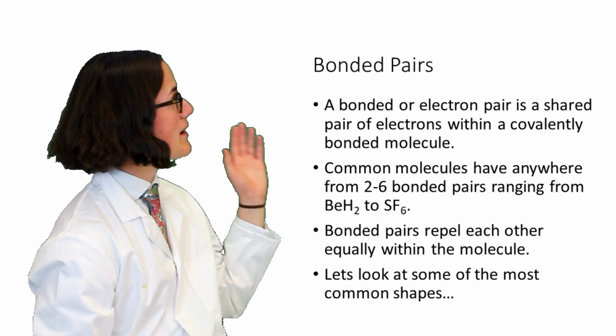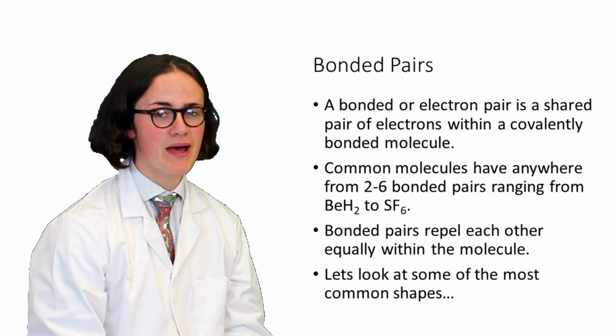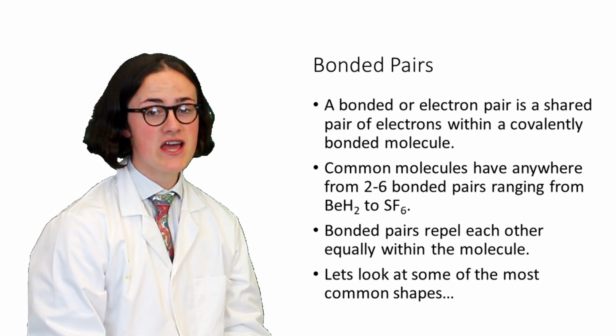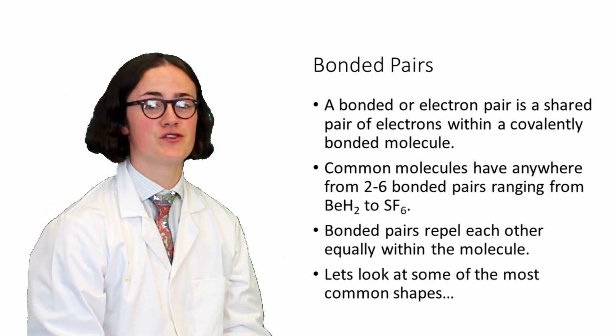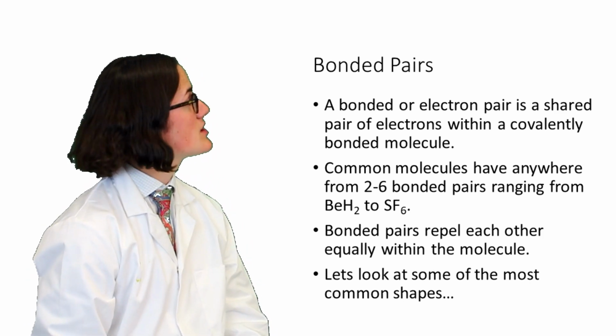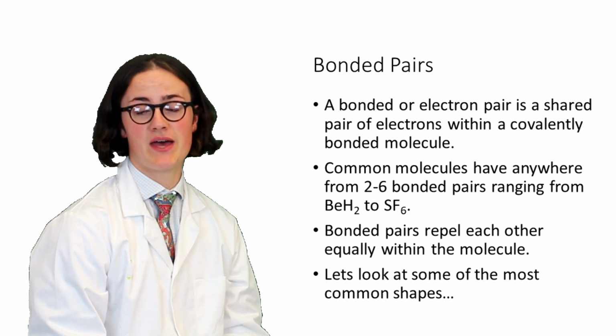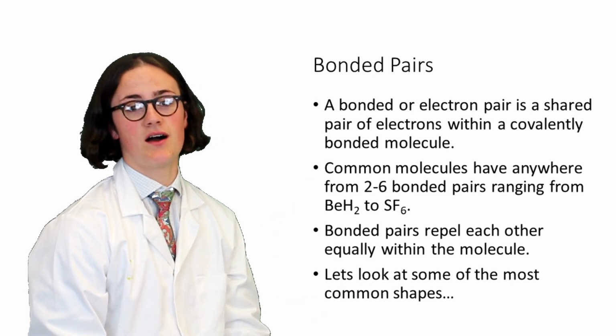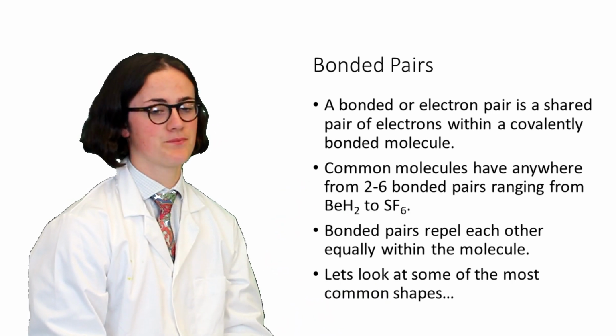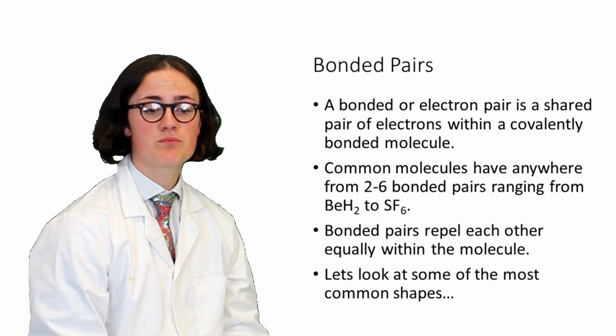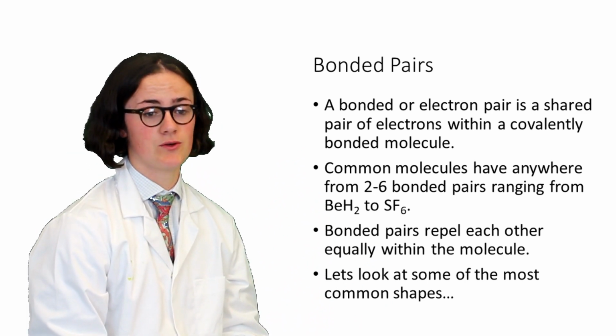Our first thing to talk about is bonded pairs. A bonded pair or electron pair is a shared pair of electrons within a covalently bonded molecule. Common molecules have anywhere from 2 to 6 bonded pairs, ranging from beryllium dihydride to sulfur hexafluoride. Bonded pairs repel each other equally within the molecule.